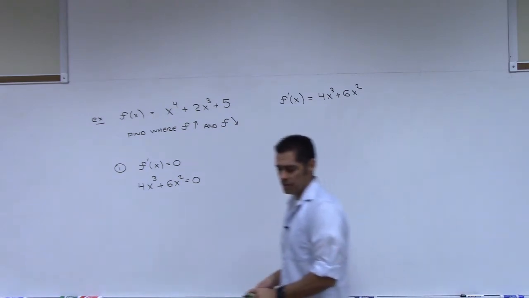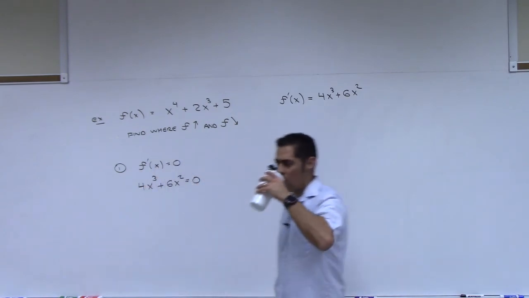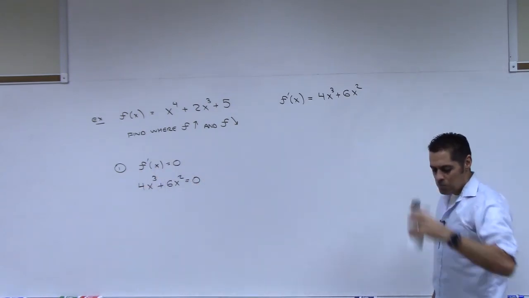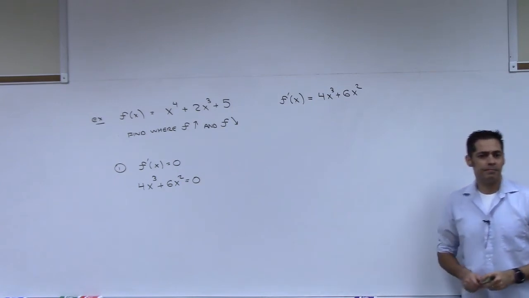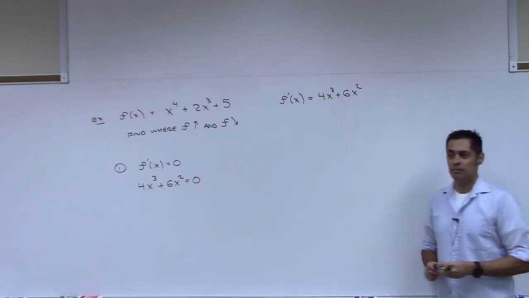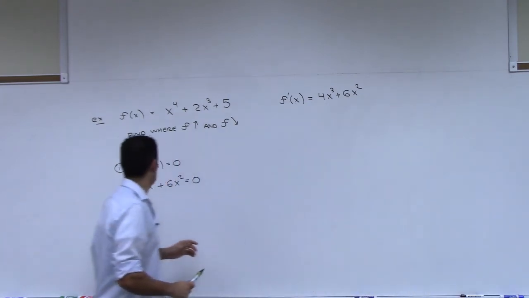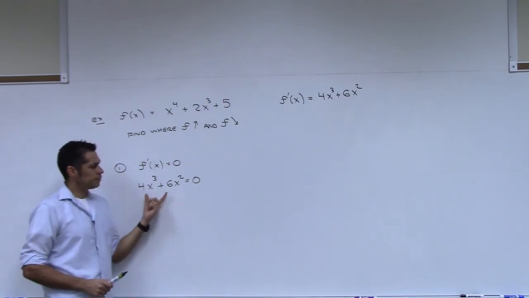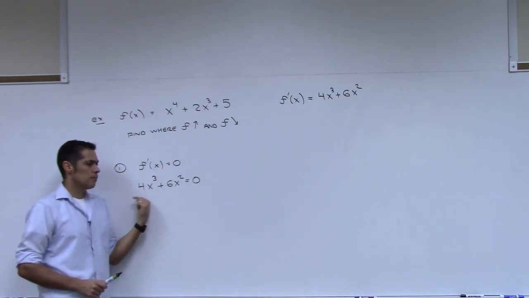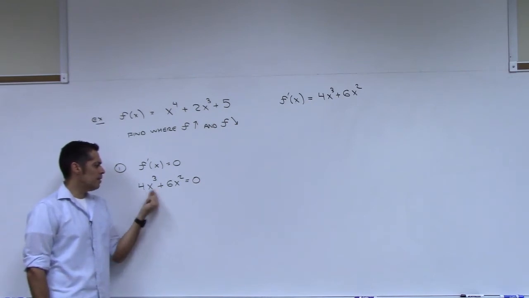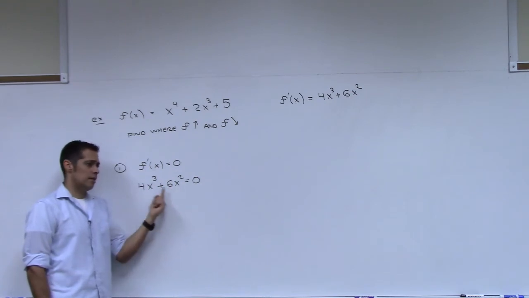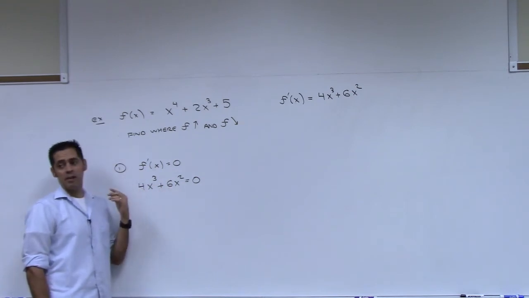And we have to solve this. How do we solve this? We can't just get rid of the 4 and the 6 at the same time. I can factor out a common factor from 4 and 6. Like I could pull a 2 out, couldn't I? Yeah. What else could I pull out?